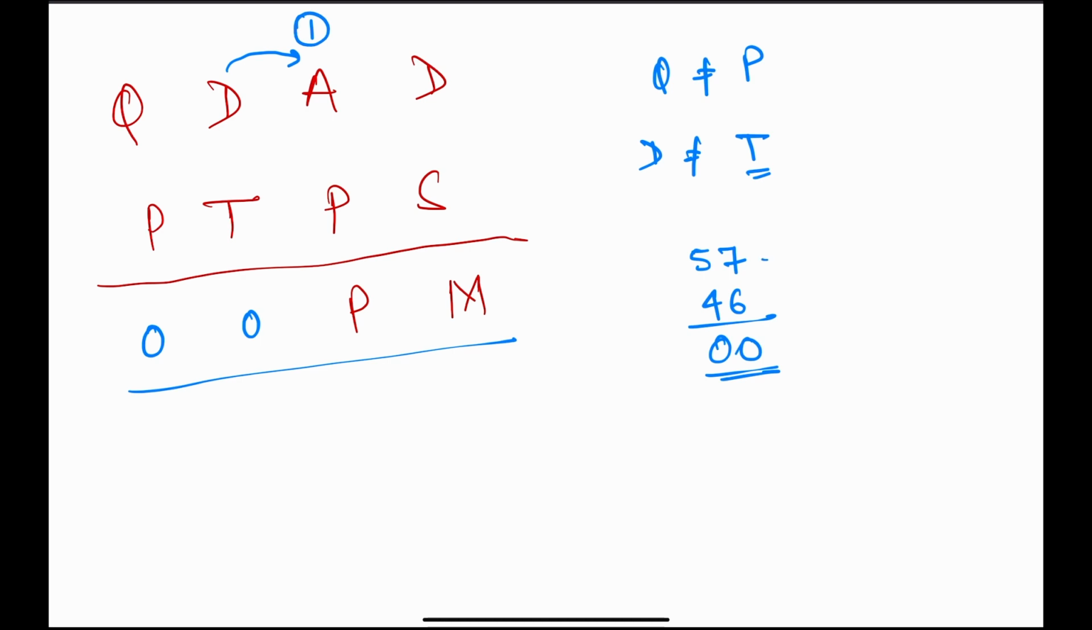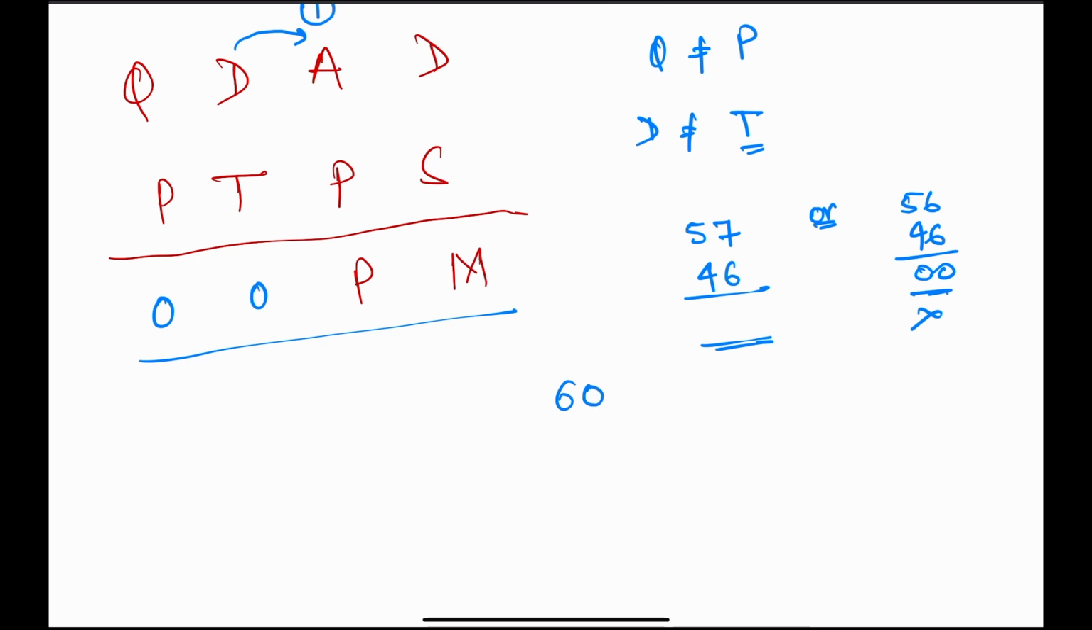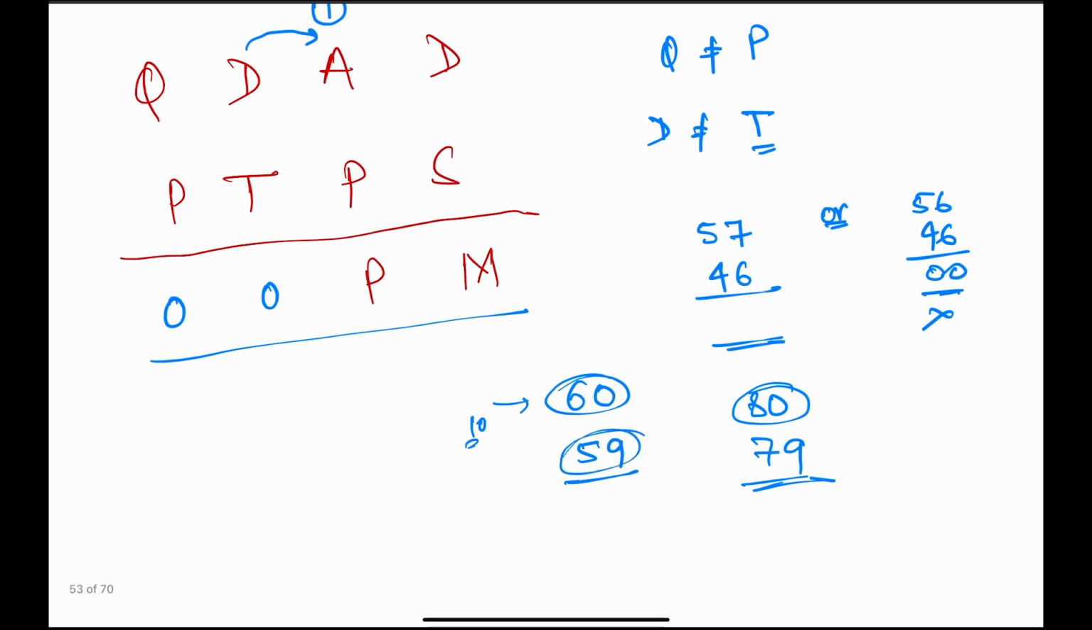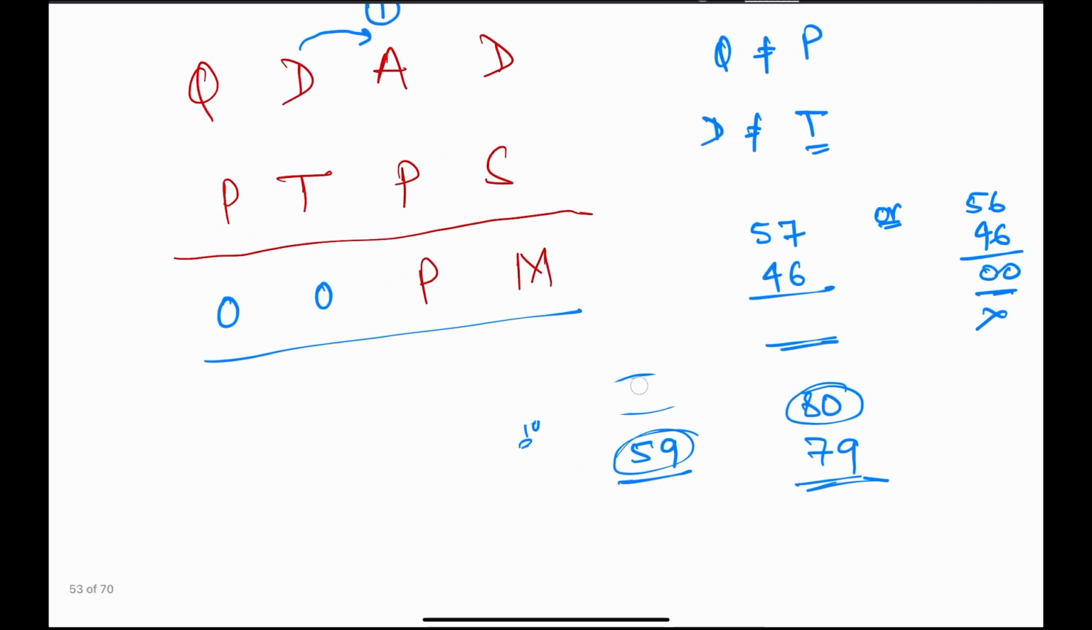So 1 as a carry, so either this 0, or 56, 46, can it be 0, 0? No, it could not be 0. So what is the possibility when it will be 0, 0? The only time it will be possible is in the terms of 60 and 59. Not only 60 specifically, I am saying 80, 79. This has to be a multiple of 10 and this has to be minus 1. Only in that case is it visible.